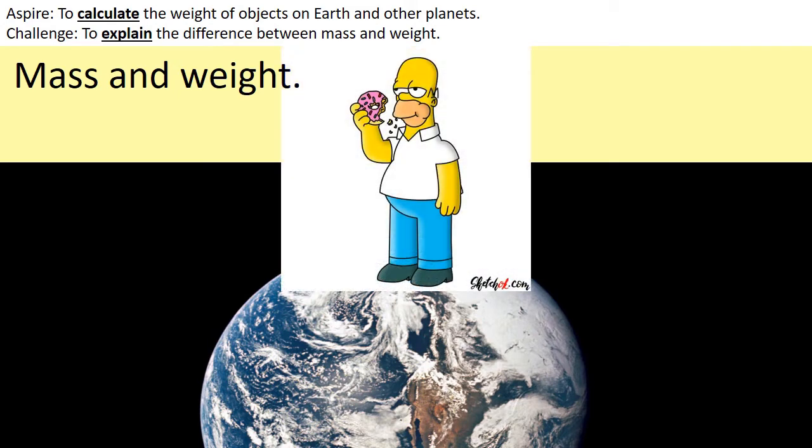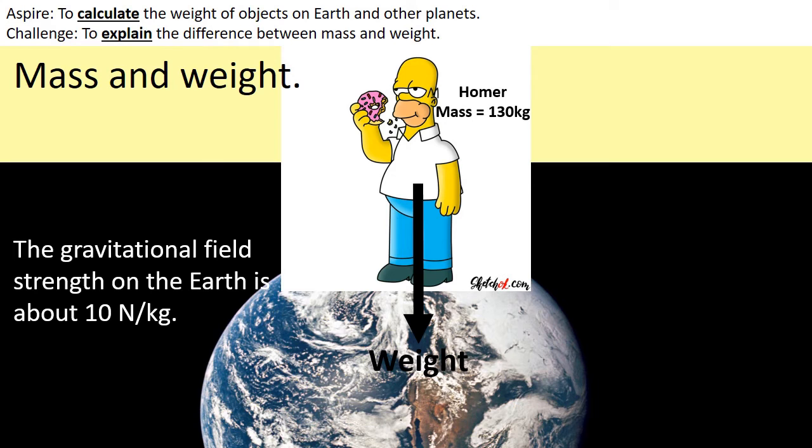Homer again, standing on the Earth. That's not to scale, that diagram. Homer's got a mass of 130 kilograms, assuming he doesn't carry on eating that donut. So his weight is the force on Homer from the Earth's gravity, pulling his mass down. So the gravitational field strength on the Earth is about 10 newtons per kilogram. At GCSE, you'd use 9.8. But we're going to use 10. It'll just make the calculations that we're going to do soon slightly easier.